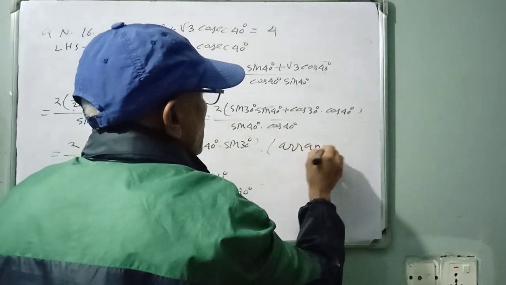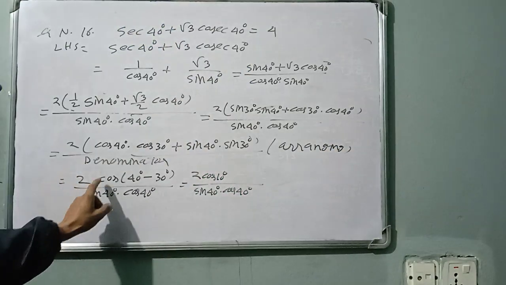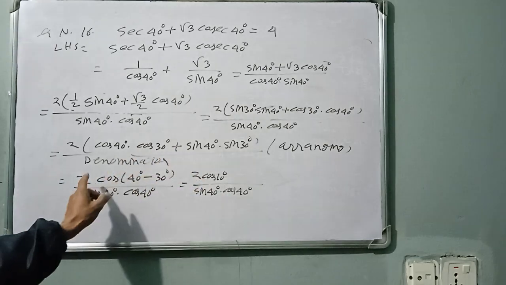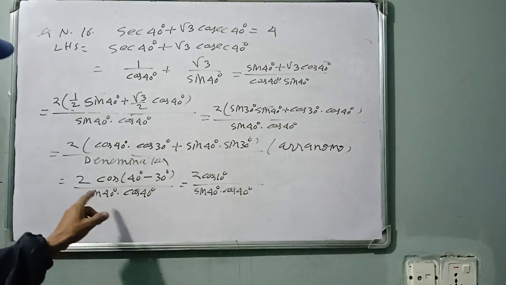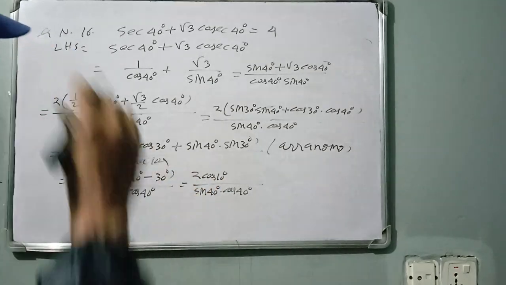Arranging to get a proper formula. Cos A cos B plus sin A sin B is cos A minus B. Remember the formula. So we get 2 cos 10 degree upon sin 40 into cos 40.